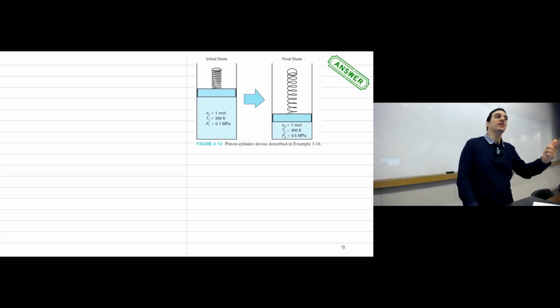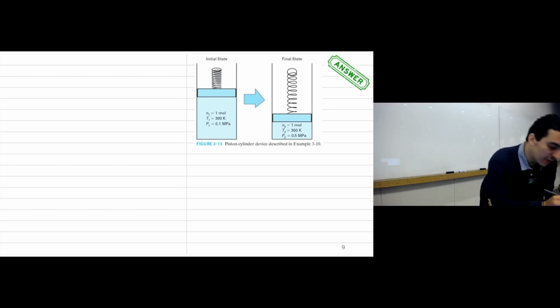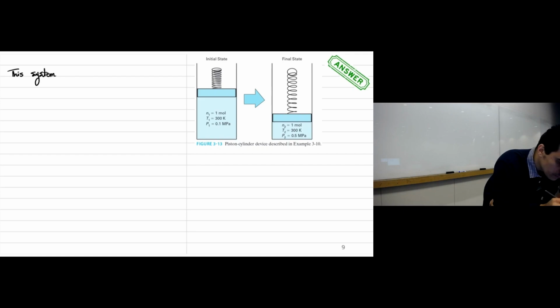Again, this example here is an example of an open or closed process? Closed. So will we have enthalpy in the inlet and outlet terms or internal energy? What do you think? Internal energy. This system is closed. Closed means there are no inlet or outlet streams.